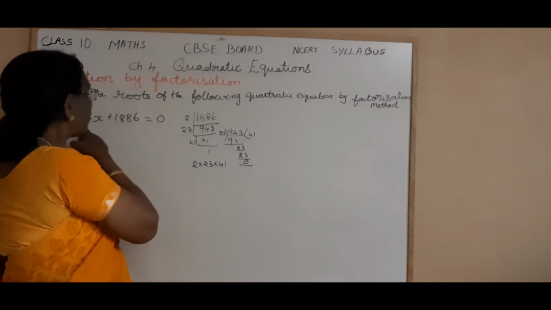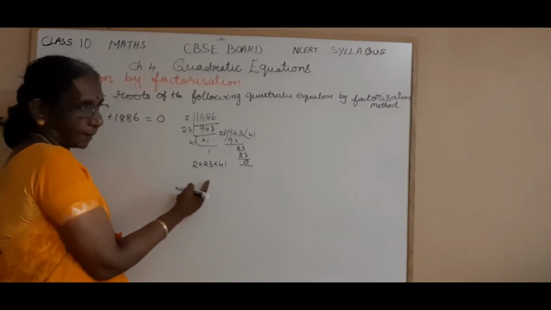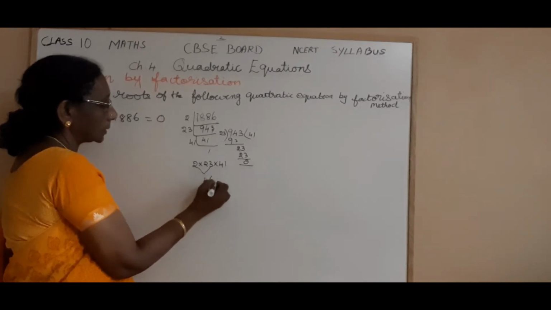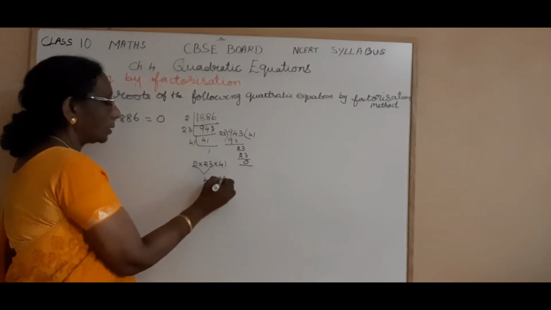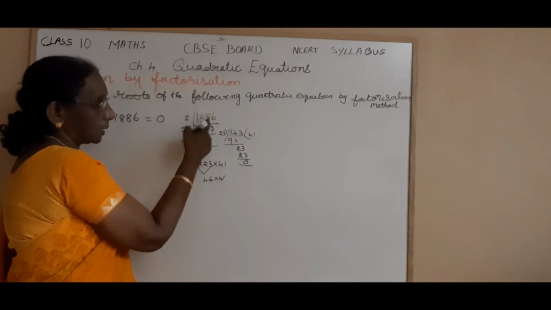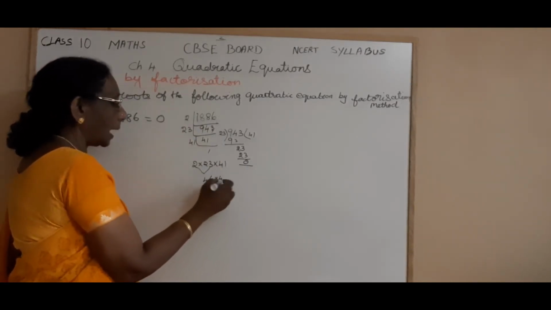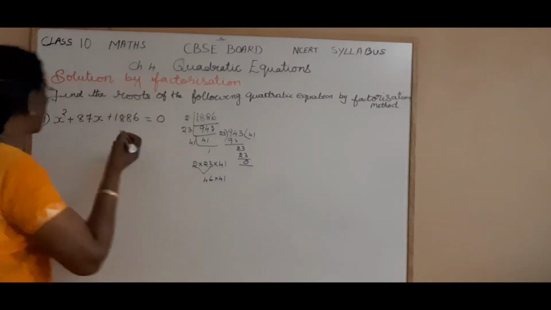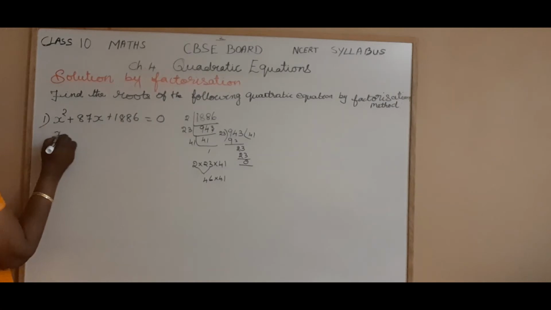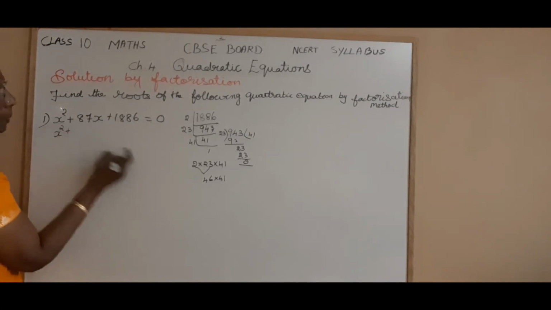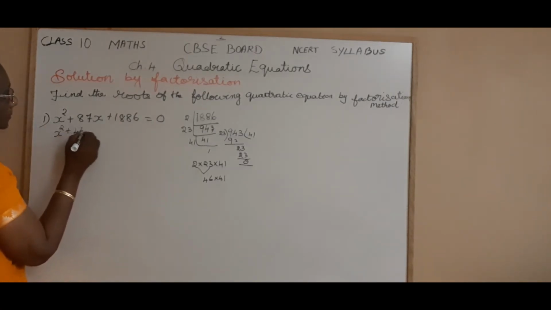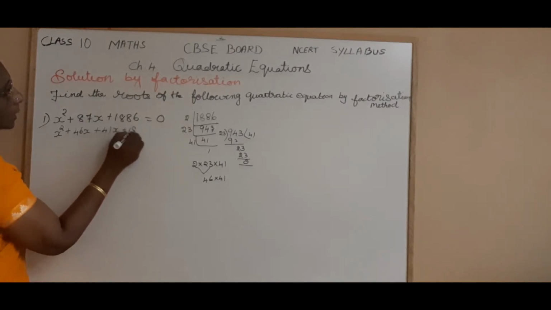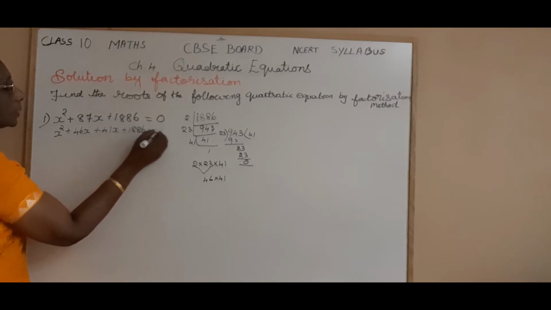Now when you add, you have to get 87. It is very easy to find out, isn't it, children? 2 into 23 is 46. And 46 into 41, when you multiply, you are getting 1886. When you add, you are getting 87. Is it clear? So it is very easy. So x squared plus 46x plus 41x plus 1886 is equal to 0.